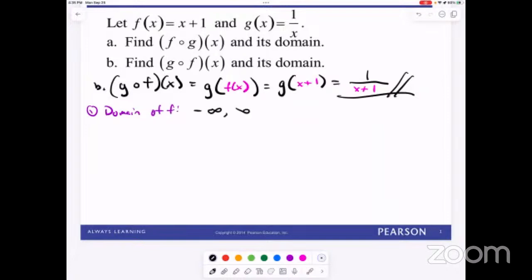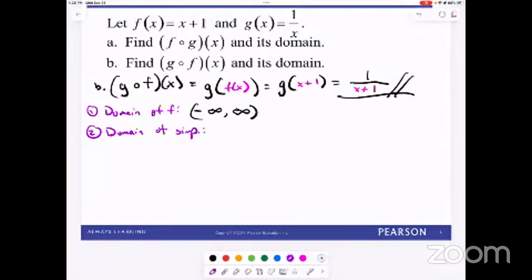Next, we want to find the domain of our simplified function. So that's the 1 over x plus 1. That's a rational function. So for rational functions, in general, the domain is all reals except any x that makes the denominator 0. -1 makes the denominator 0. So that domain is going to be everything except -1. Okay. So then third, we want to take their intersection.